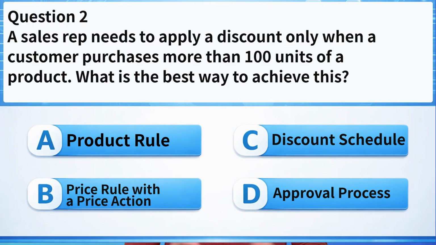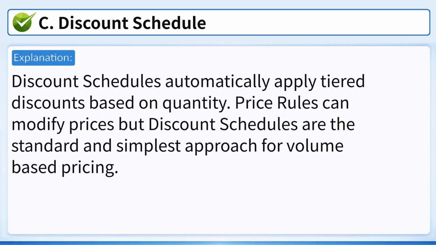Question 2. A sales rep needs to apply a discount only when a customer purchases more than 100 units of a product. What is the best way to achieve this? A. Product rule. B. Price rule with a price action. C. Discount schedule. D. Approval process. Correct answer: C. Discount schedule.